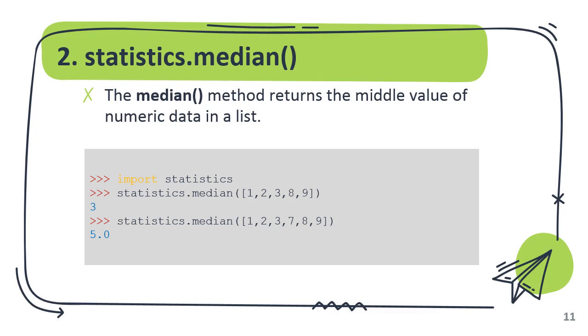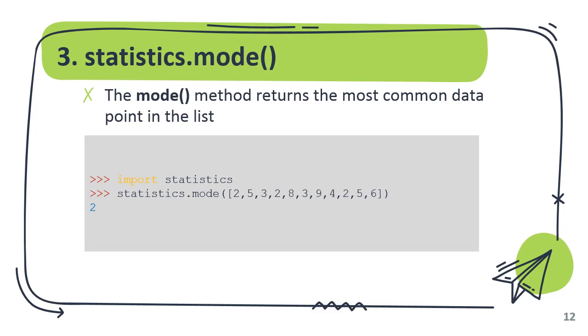Then again statistics.median, then the list of values. Here there are an even number of values, so there is no distinguished middle number, so the middle value is calculated based on the numerical values in there. So 1, 2, 3, then 7, 8, 9. So the middle value as per this list is 5.0. So the answer would normally be a floating point number if there is no distinguished middle value.